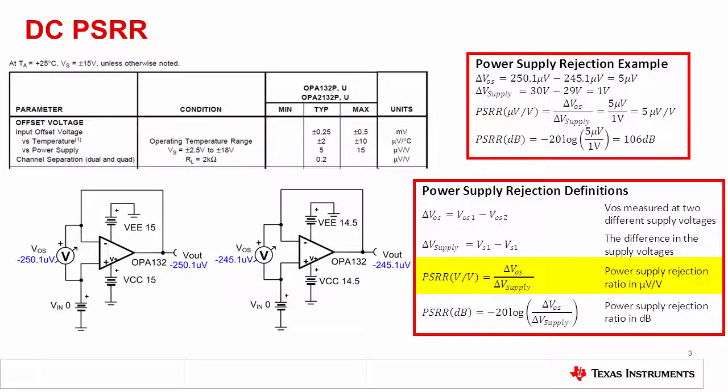Power supply rejection in volts per volt, or microvolts per volt, is defined as the change in offset voltage versus the change in supply voltage. Power supply rejection in decibels is defined as -20 times the log of the rejection in volts per volt. The negative sign makes the decibel version of PSRR a positive number. Looking at this specific example, the simulation shows a 5 microvolt shift in offset for a 1 volt change in supply voltage. This is exactly what is expected for this example, as the specified power supply rejection is 5 microvolts per volt for this device.